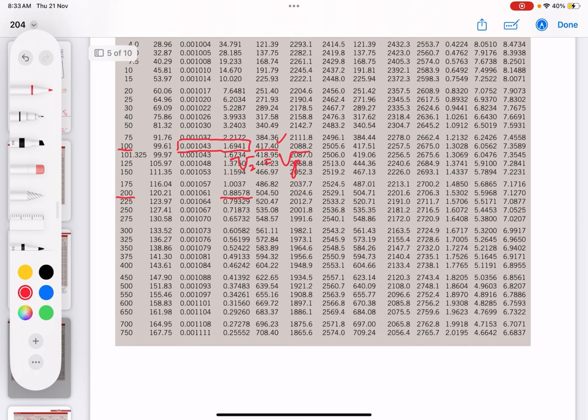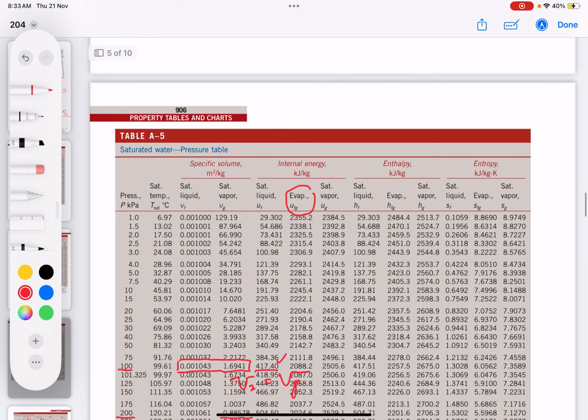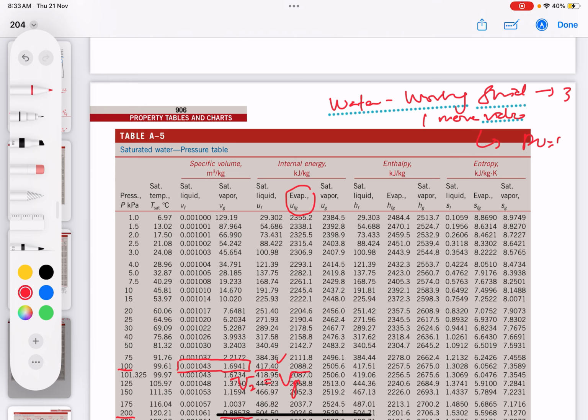Hopefully I will be able to upload another video covering water as a working fluid. Hopefully we'll be able to cover three questions, and then most probably one more video on the ideal gas equation. That one should be a very short video.